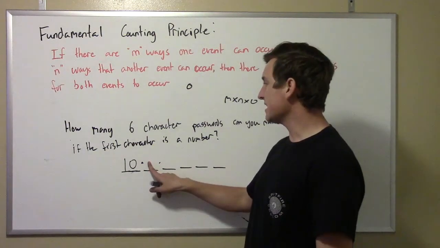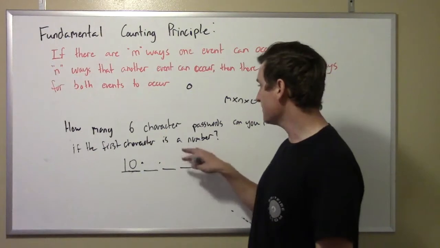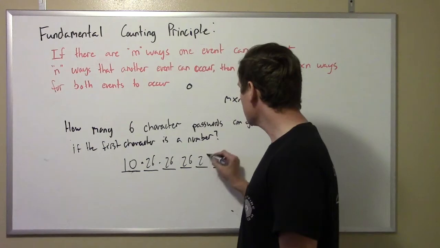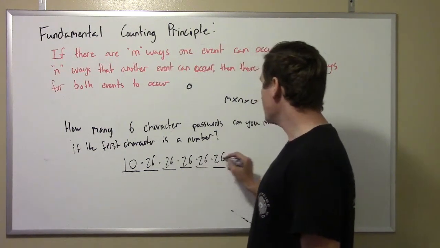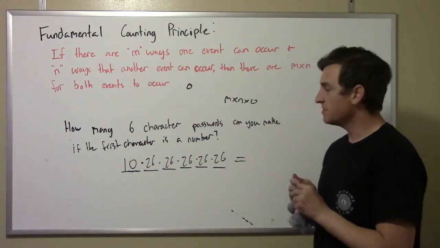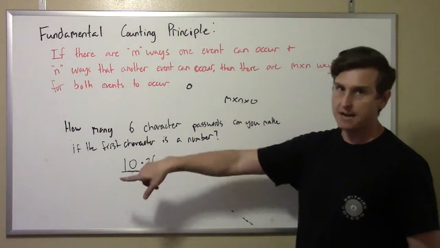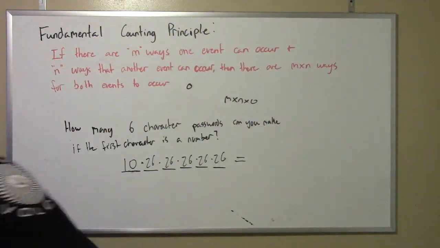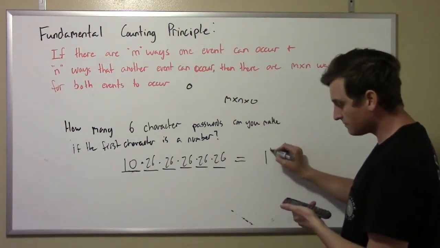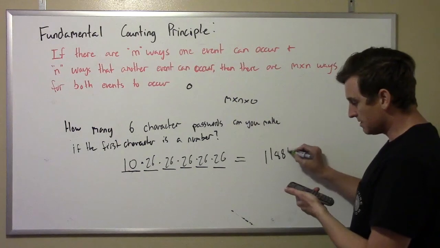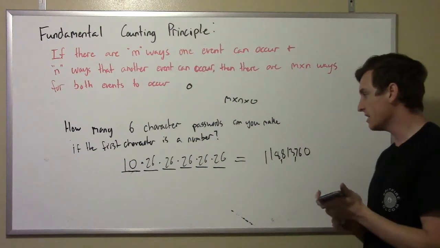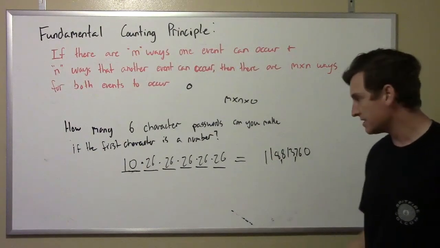How many ways are there to choose the second one, which is going to be a letter? Because the first one's a number, the rest are letters. 26, 26, 26, 26, 26. So to figure out how many different options there are, we just multiply all these numbers out, which is going to be 26 to the 5th times 10. So if we took the number that we got last time and multiplied it by 10, we get this. So now we have almost 119 million ways to do that.